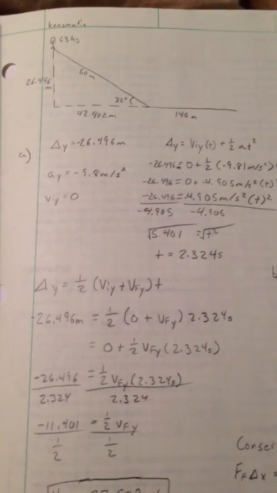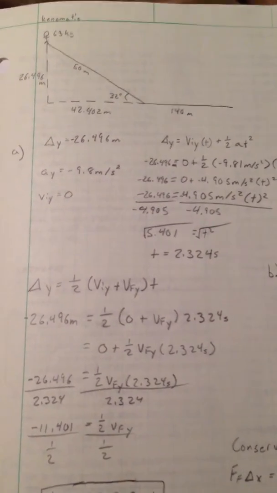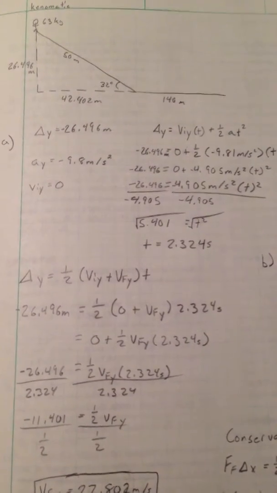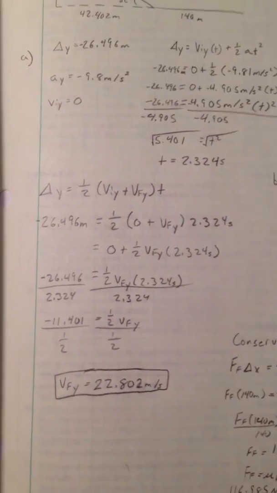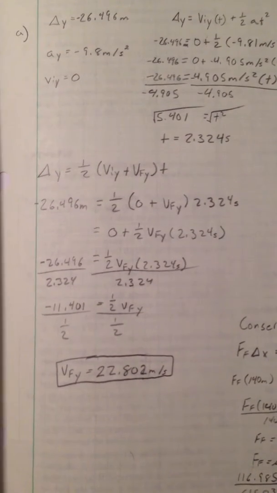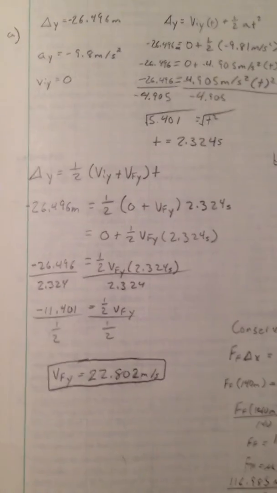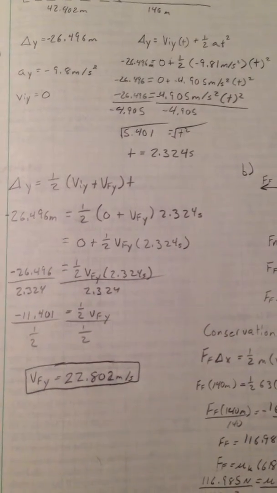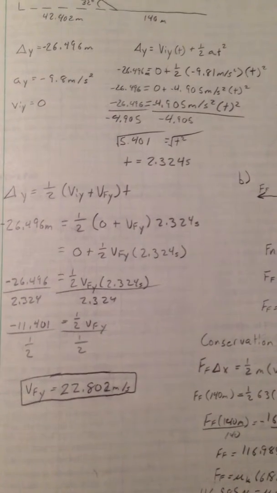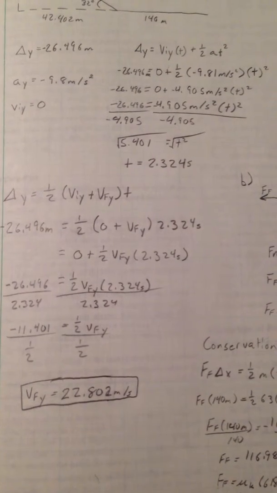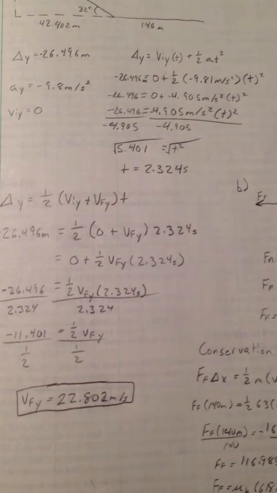So you have delta y and you have a of y. You know that the initial velocity is 0, and you got to solve for time, or the v(f) of y, and use the equation shown right there. Delta y equals viy times time plus 1/2 at squared.